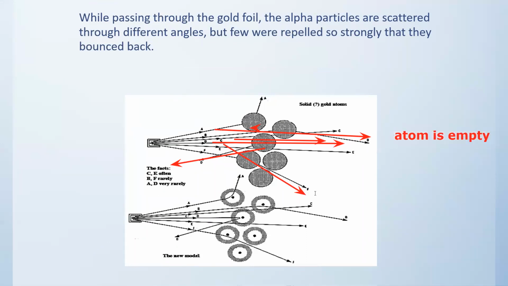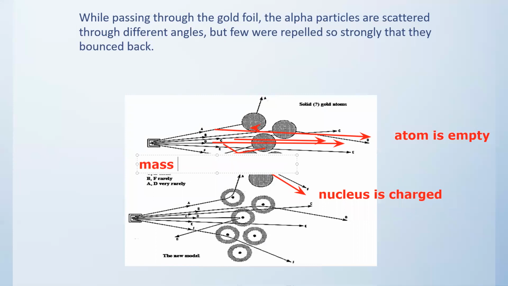Few of them deflected, so he suggested that there is a nucleus, a central part, which has a charge. And the third one, few bounce back. So he suggested that there is a mass in the nucleus. That's why few of the alpha particles are not able to pass through.